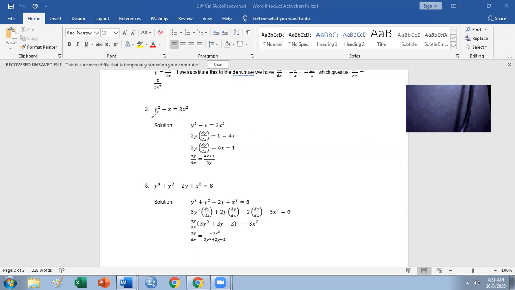So, gawin mo lang, derivative ng left at saka right. Anong derivative ng y squared? That is 2y prime. 2y prime minus derivative of x is 1 is equal to derivative of 2x squared, that is 4x. And 2y prime equals 1 plus 4x, or 4x plus 1. And you can solve for y prime. Y prime is 4x plus 1 divided by 2y.